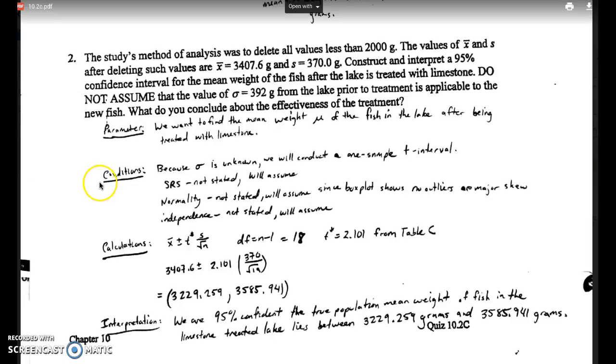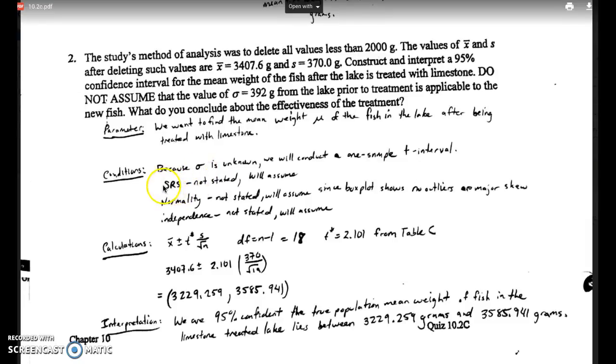Our conditions, normally we've so far only listed the 3 conditions, which are SRS, normality, and independence, and checked to see if they were met. But now that we know that there's multiple kinds of tests or intervals that we could run, because in 10.1 we learned about z-intervals, where we knew the mean and we knew the standard deviation for the population, and now in 10.2 we're doing problems where we don't know the population mean or the population standard deviation, you need to list the kind of test you're going to do. So first off, because I don't know sigma, the population standard deviation, because that's unknown, we're going to conduct a 1 sample t interval. And you always do the t interval when you don't know sigma.